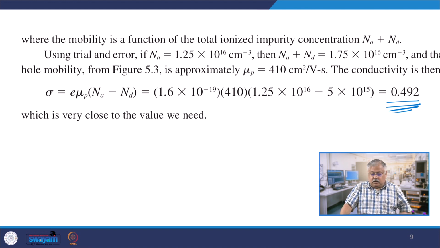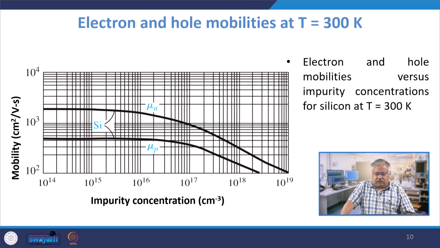We can take the electron mobility and hole mobility from standard values, and from there I can get the value of the output sigma to be 0.492, which is approximately equal to 0.5. This is a general way of solving a problem to find the sigma value in an effective manner.